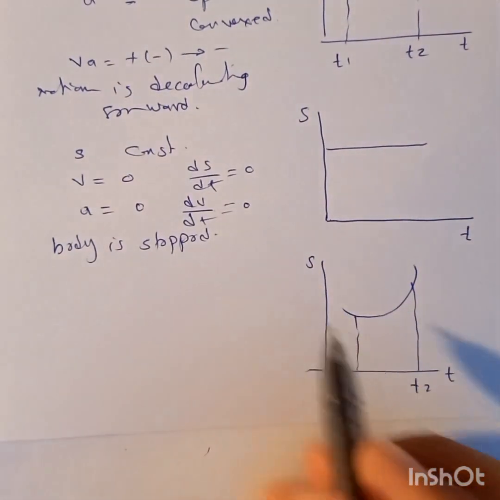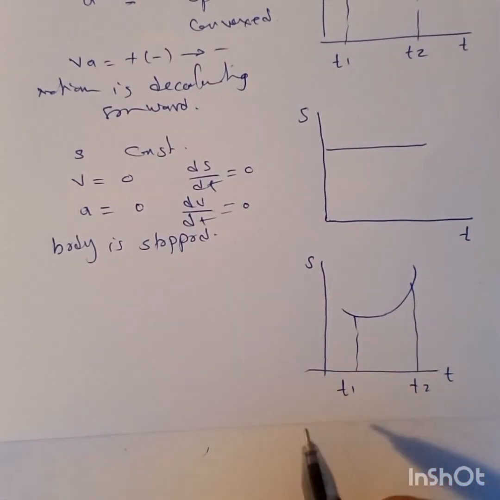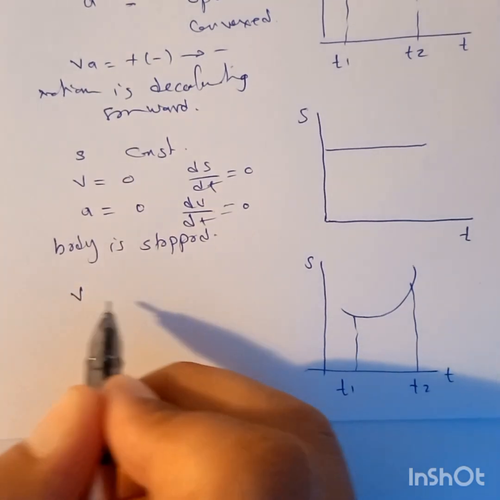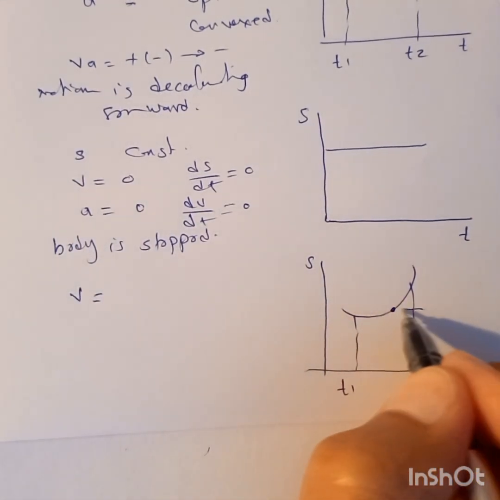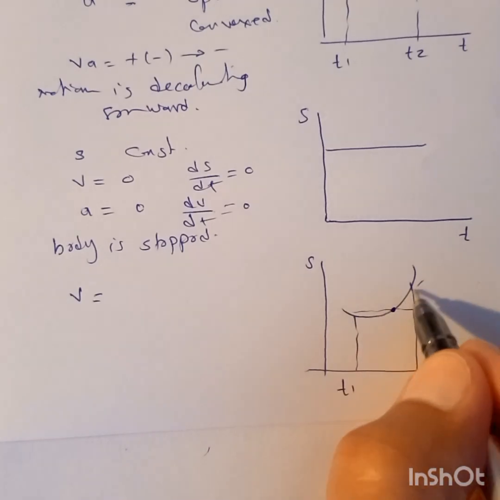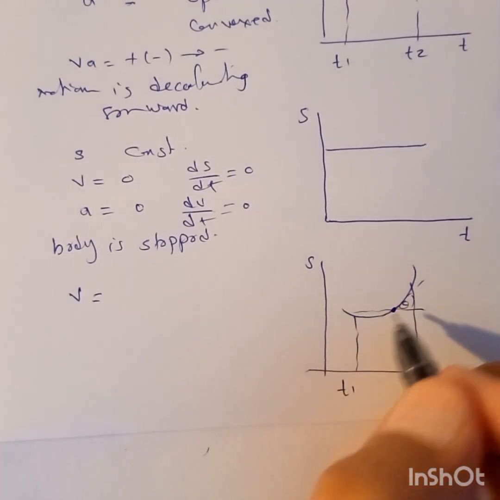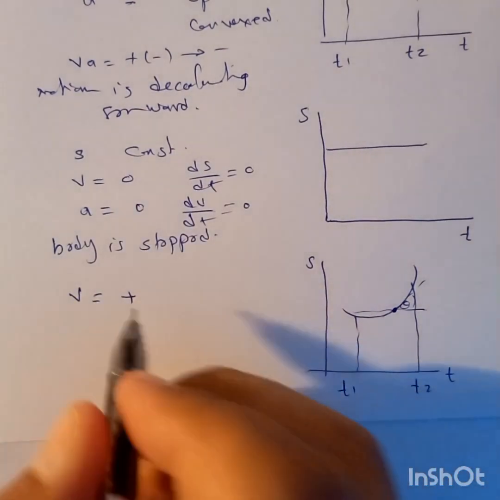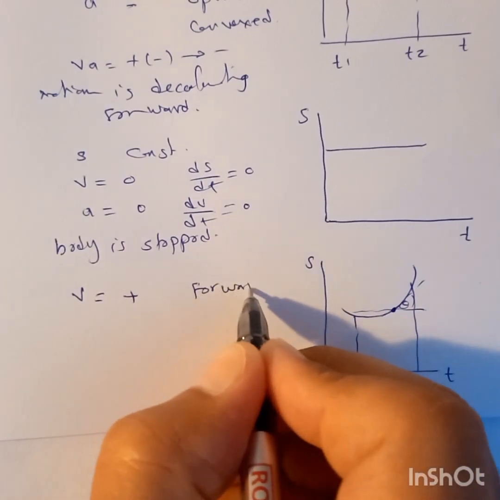For this curve, we have an ST curve with this time interval t1, t2. During this time interval, we can find the velocity by checking the slope of the tangent at any point here. Here theta is acute. Then velocity is positive during this time interval t1, t2, so the motion is in the forward direction.